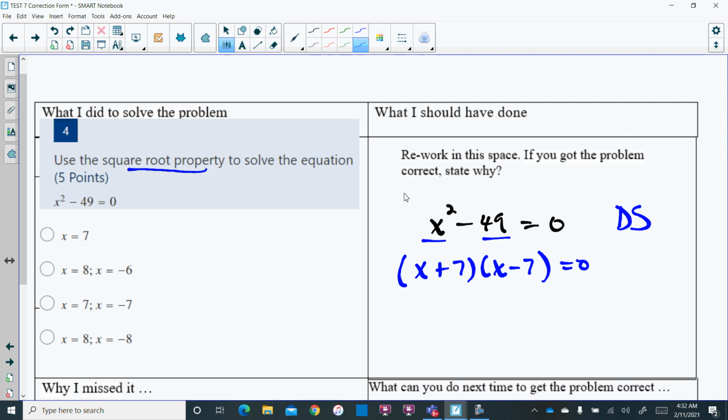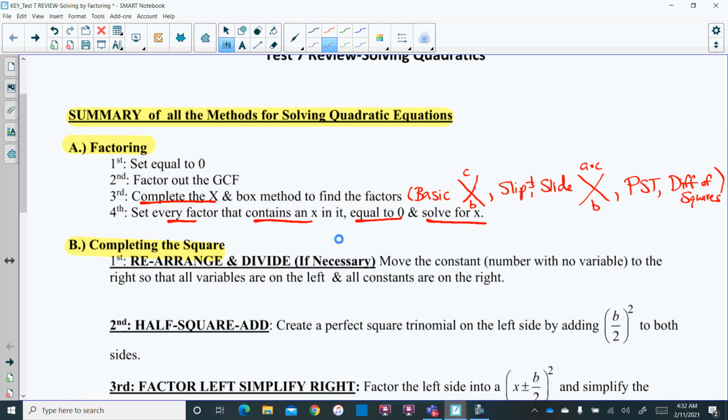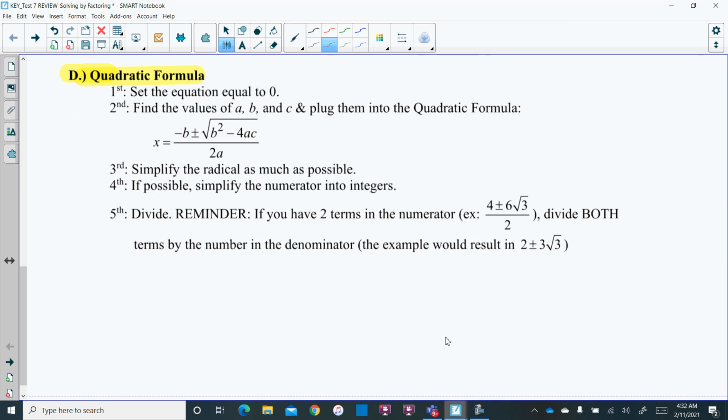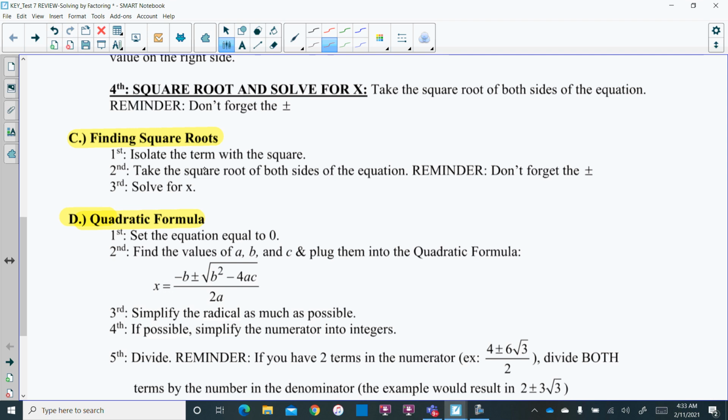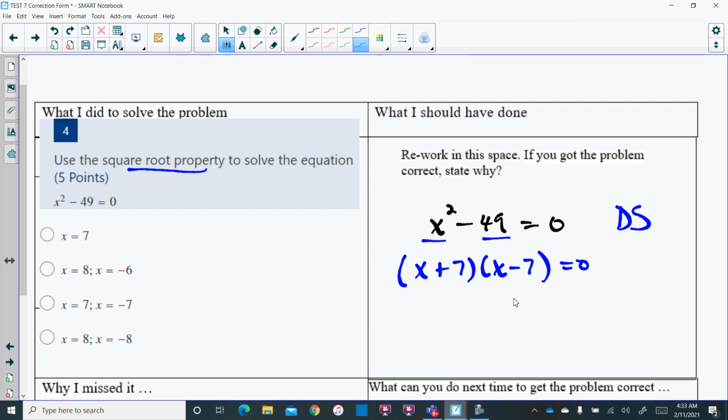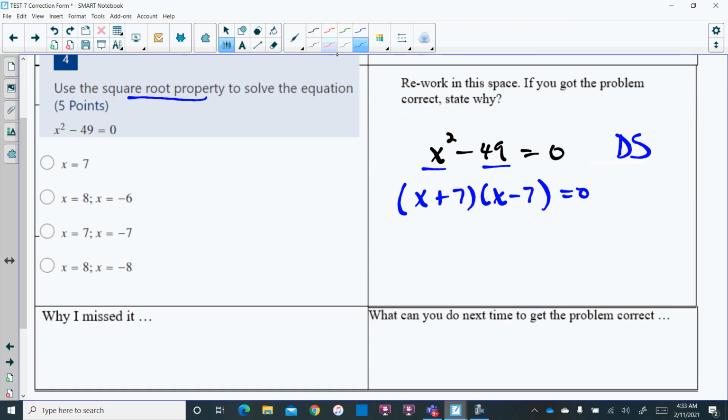And if you forgot the square root property, then we can go back to our notes here. Right here, finding the square roots: isolate the term with the x, take the square root of both sides. So what I was looking for as possible work using the square root property was that we're going to isolate that term. So that means we would end up adding 49 to both sides. So I had x squared equals 49. Then take the square root of both sides. So my x was plus or minus 7.